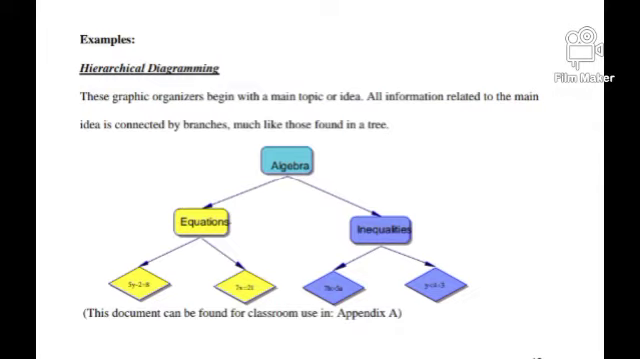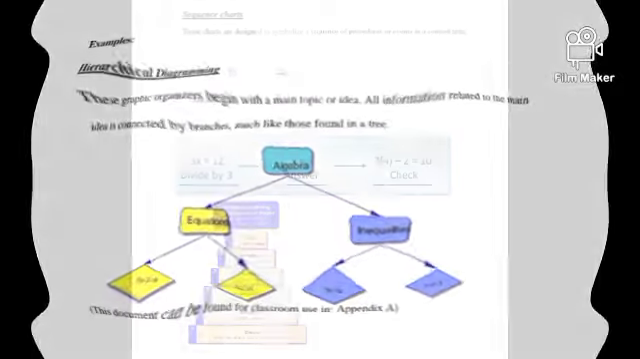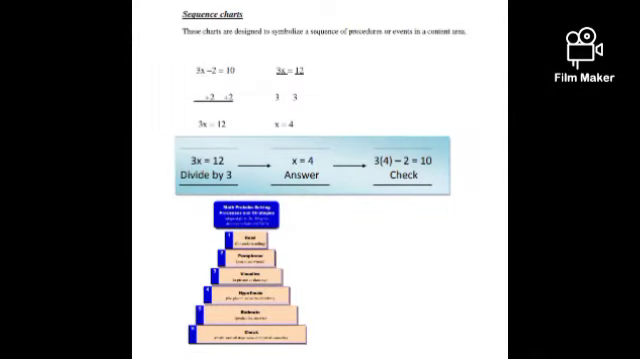examples of inequalities in this particular hierarchical diagramming contain the inequality signs strictly greater than 2 and strictly less than 2. Another example of graphic organizers are sequence charts, and in this diagram we have 2 examples of sequence charts.